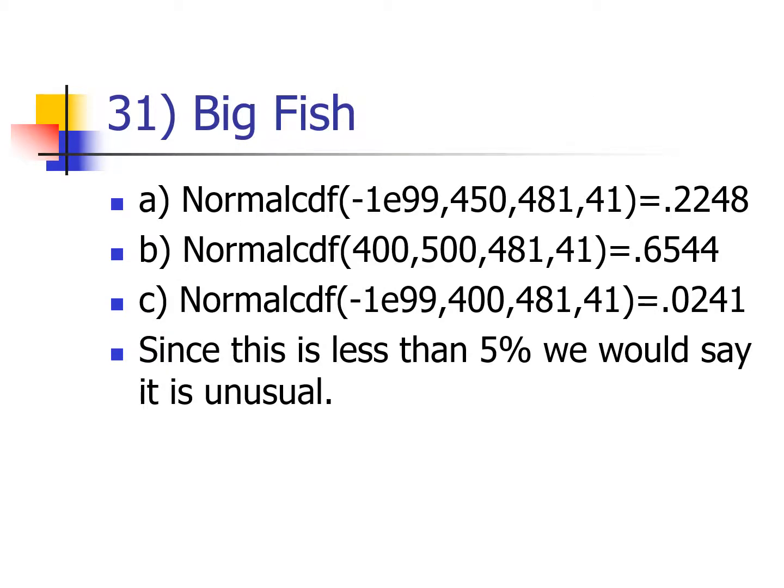Yeah, let's go fishing, right? Like a little virtual field trip to Lake Statistics or Lake Normal Distribution or whatever you want to call it. All right, hope you brought your tackle box with you. So here we're looking at fish. We want to know the probability of getting fish that are certain lengths. So here, probability of fish less than 450 millimeters, sorry, between 400 and 500 millimeters, and less than 400 millimeters.